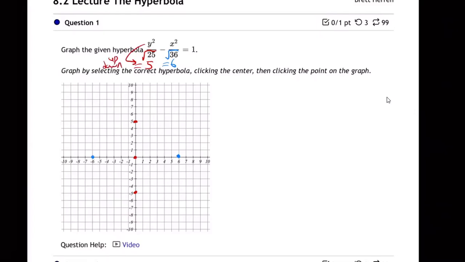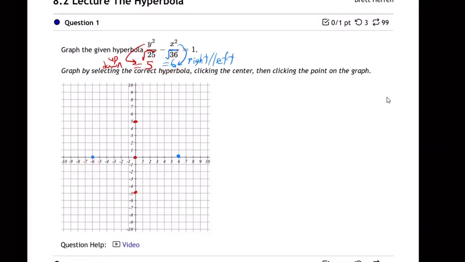Y is up and down. And whatever's underneath x is right and left, because x is right and left. So you go right and left 6, because that's underneath x. Square root of 36 is 6. And up and down 5, because square root of 25 is 5.